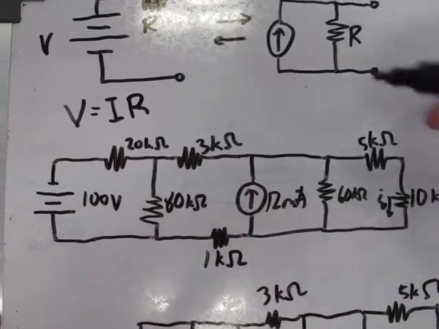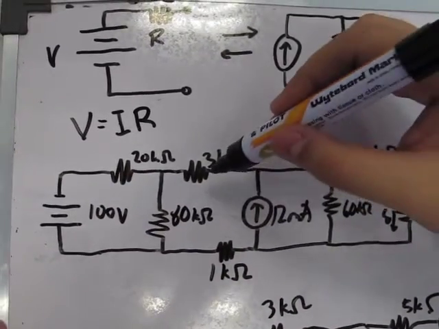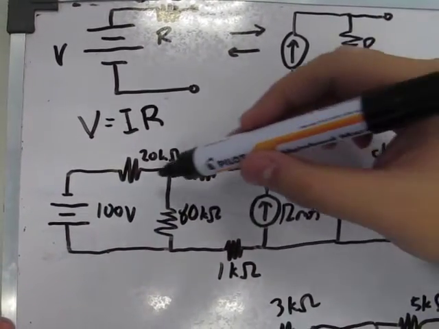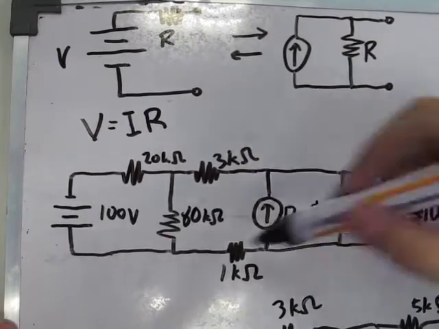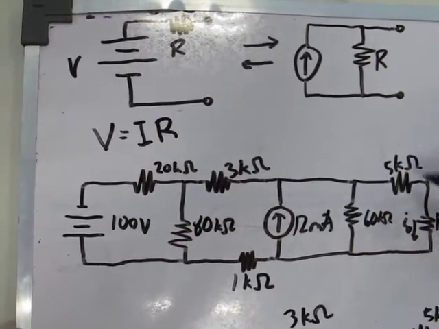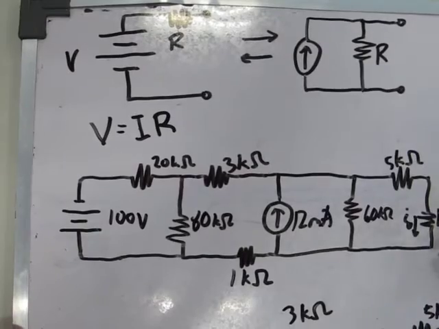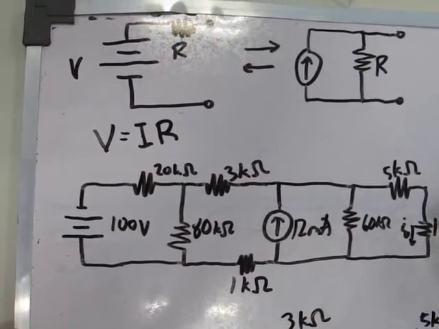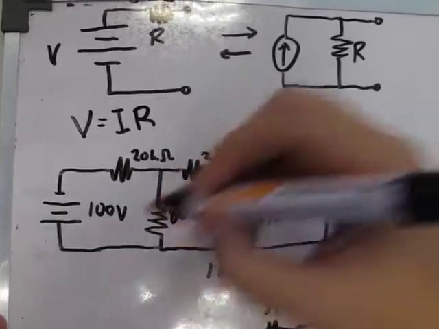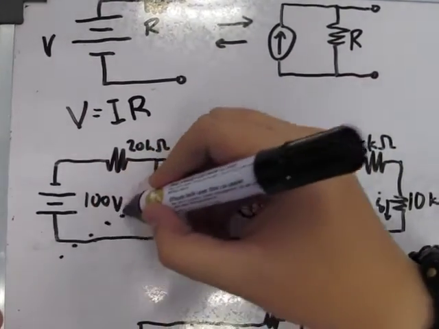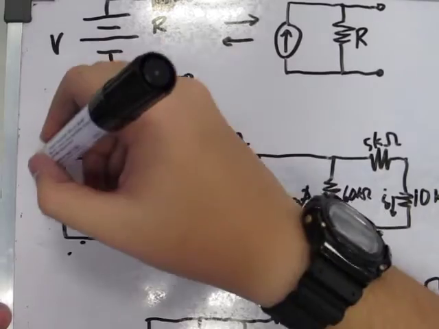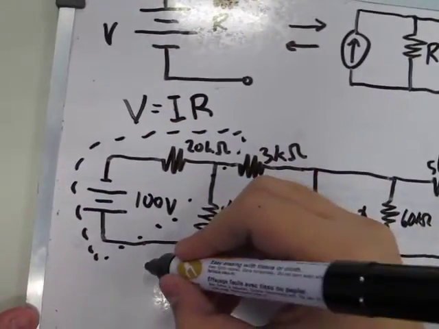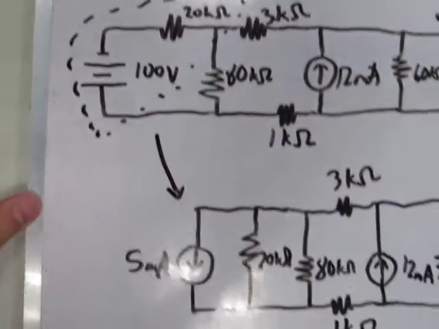So first, let's observe the resistances. As you can see, there are no resistances that can be combined except for this, and we should not be combining this because we'll be looking for IO. So what we can do is transform this voltage source into a current source.